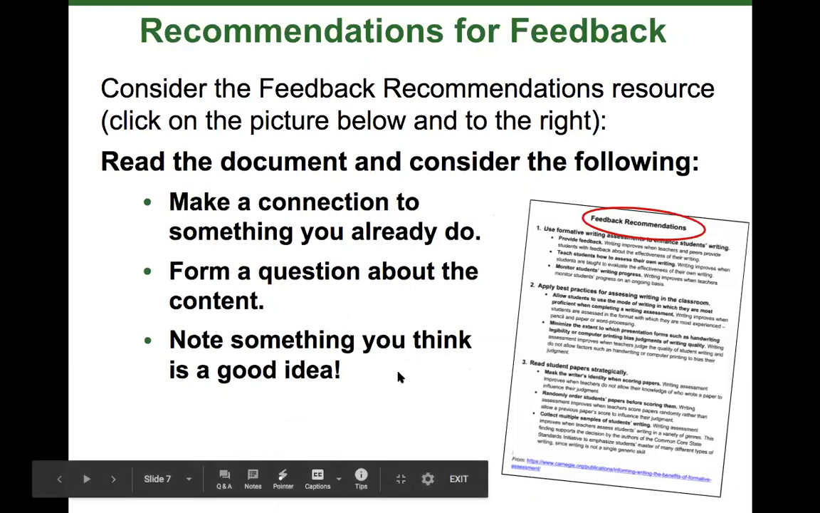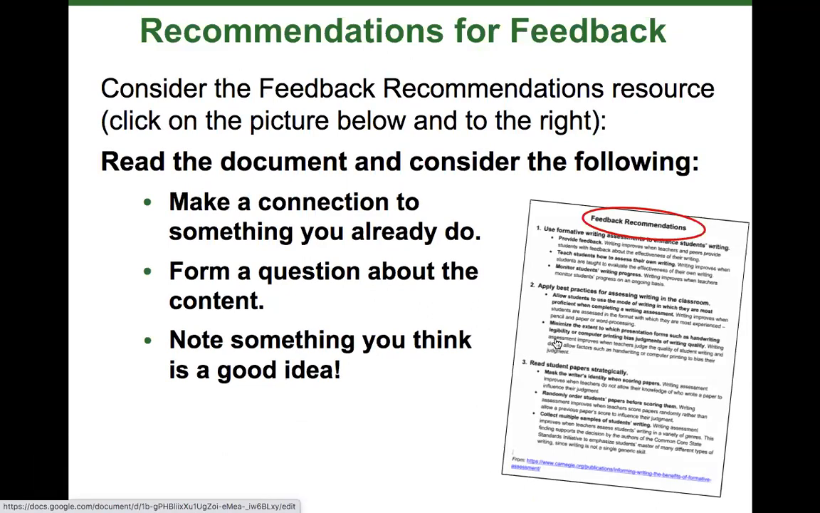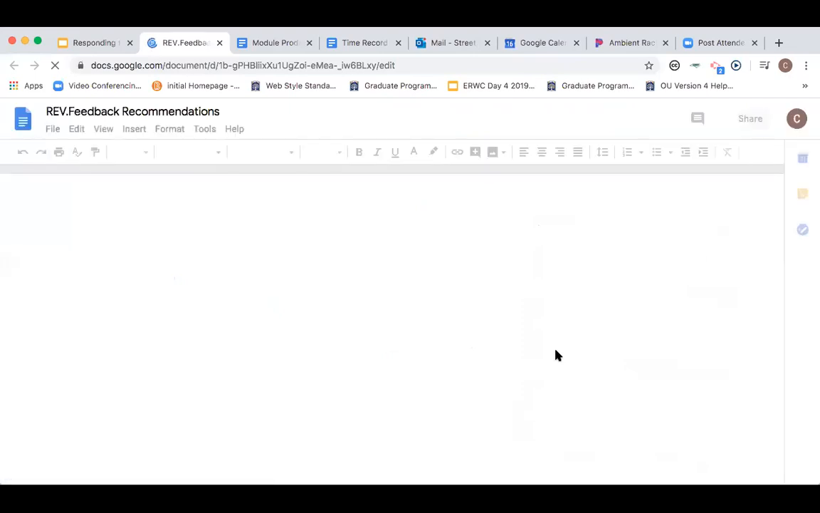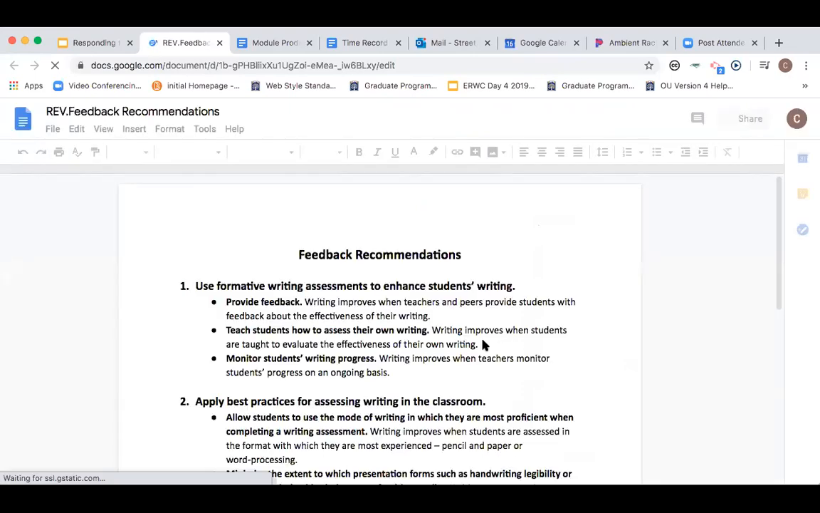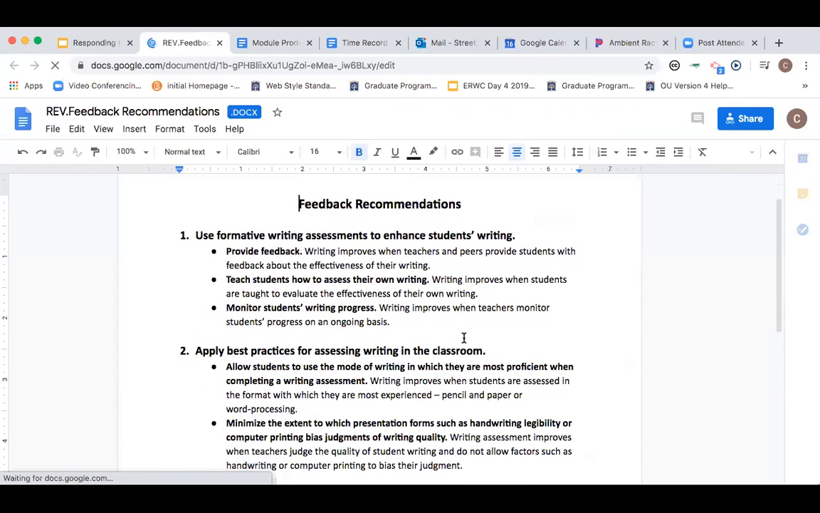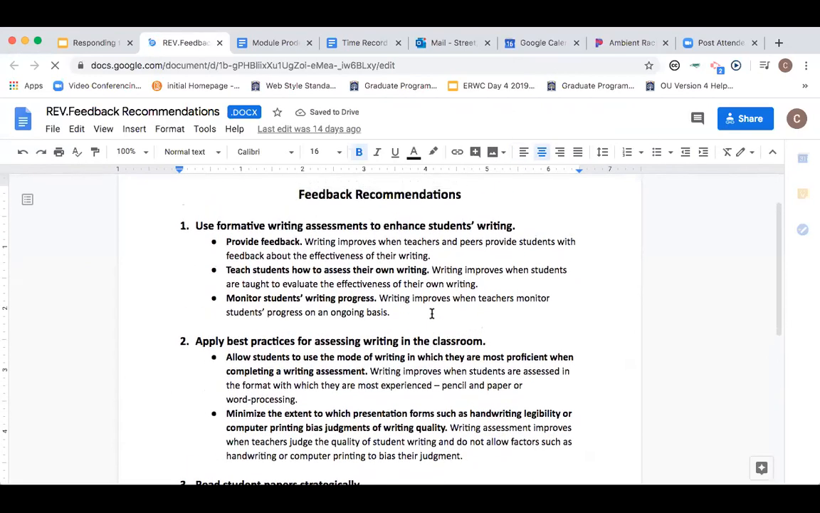So he has some recommendations that come out in his report. And this is a Google Doc version of those recommendations. So I'm going to click on it just so we can go through a few of them and you can see what they look like. And just as you glance through these, see what kind of sense they make to you.